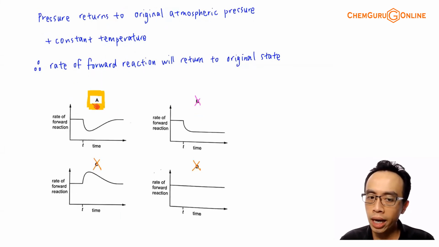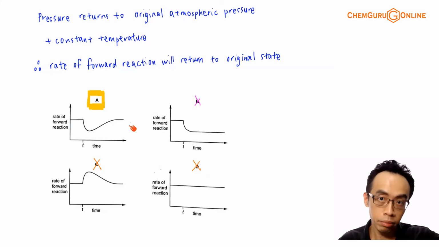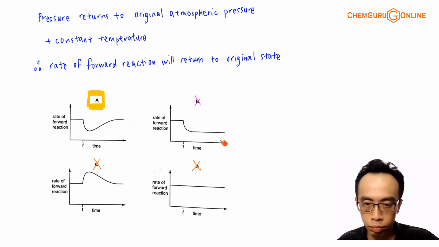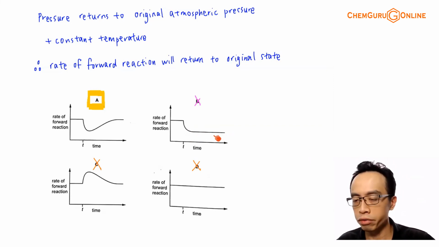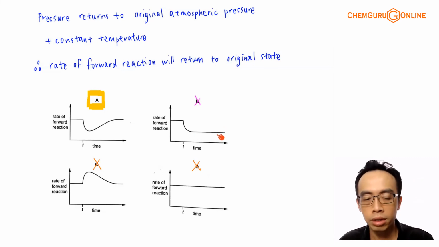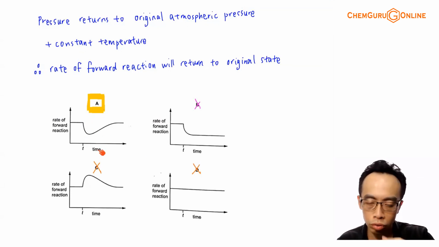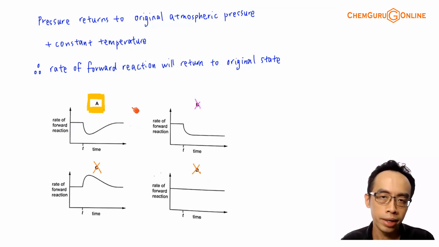So between A and B, A should be a better answer. It decreases, but later it's going to go back because everything will revert back to the original state. Involving B, it would be the correct answer if the question mentioned that I'm decreasing the pressure and the pressure stays low. That means I have a change imposed and the change is still there. So we would expect the rate of the forward reaction to decrease, and it maintains this lowered rate if the pressure remains low. But since the question tells me that the pressure is going back to the original state, the rate of the forward reaction should also go back to the original state. So between A and B, for this exercise, A will be a better answer.